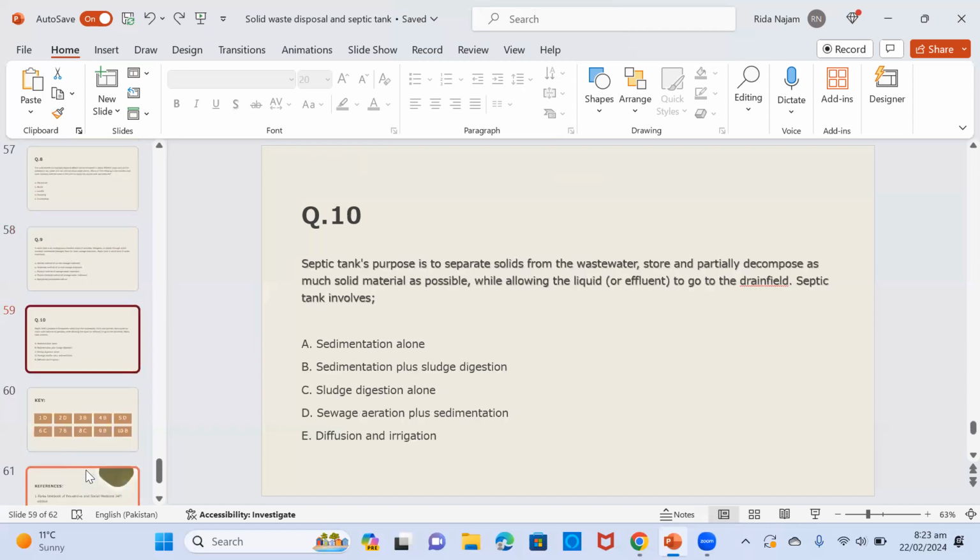Question 10. Septic tank's purpose is to separate solids from wastewater, store and partially decompose as much solid waste material as possible, which allows the liquid or effluent to go to the drain field. A. Septic tank involves sedimentation alone, B. Sedimentation plus sludge digestion, C. Sludge digestion alone, D. Sewage aeration plus sedimentation, or E. Diffusion and irrigation? B. Yes, the answer is B.